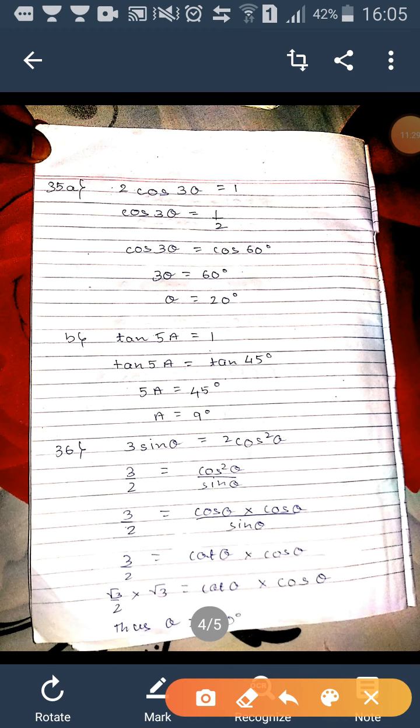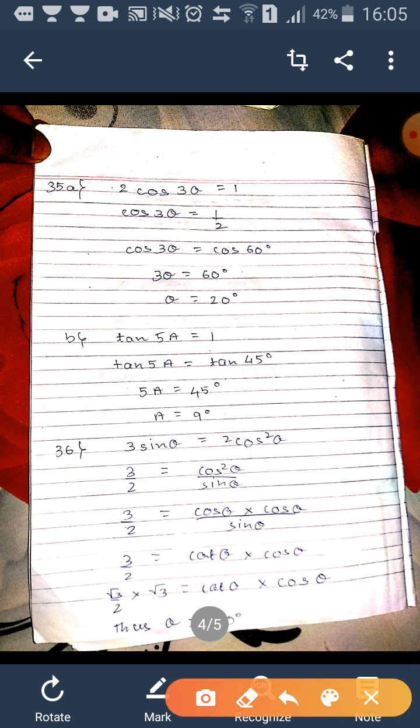Okay. So now we will move on to the next sum where tan 5a is equal to 1. So again we need to get tan on both sides. 1 can be written as tan 45 degree. Yes or no? So tan and tan gets cancelled out. 5a is equal to 45 degree. From there a is equal to 9. Okay.